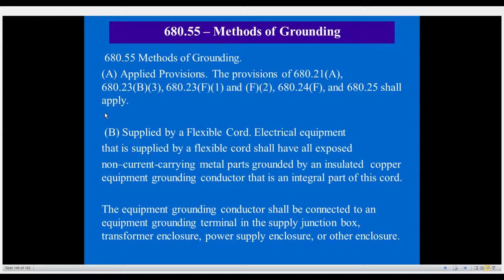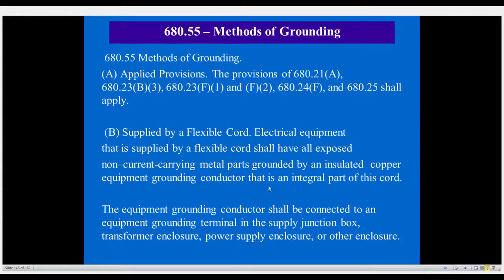But what we get in here is, what if it's supplied? Now, this is the provision that requires you to have that equipment grounding conductor anyway. But what about if we're supplying it from a flexible cord? Well, if we're doing so, it says the electrical equipment that is supplied by a flexible cord shall have all exposed non-current carrying metal parts grounded by an insulated copper equipment grounding conductor that is an integral part of the cord.